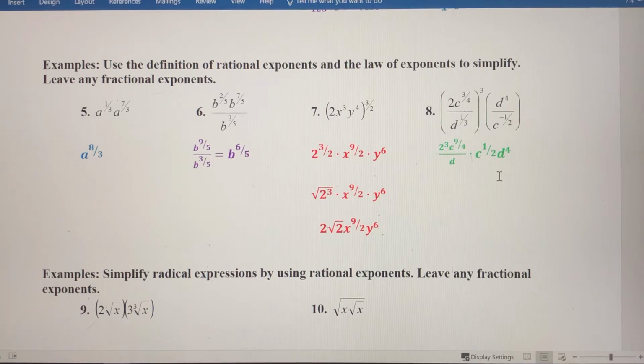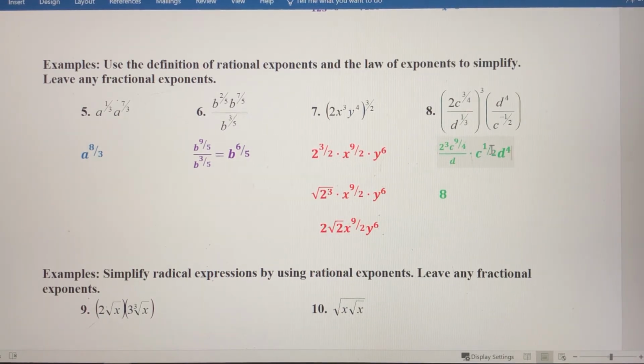I usually write these in alphabetical order. You don't have to, but it is a good habit to put variables in alphabetical order. So I put the c first because of that. Now I'm going to simplify. I've got a quotient times this expression here. So I've got 2 cubed, which is 8. I've got c to the 9/4 times c to the 1/2. Well, I have to add those, and they don't have a common denominator.